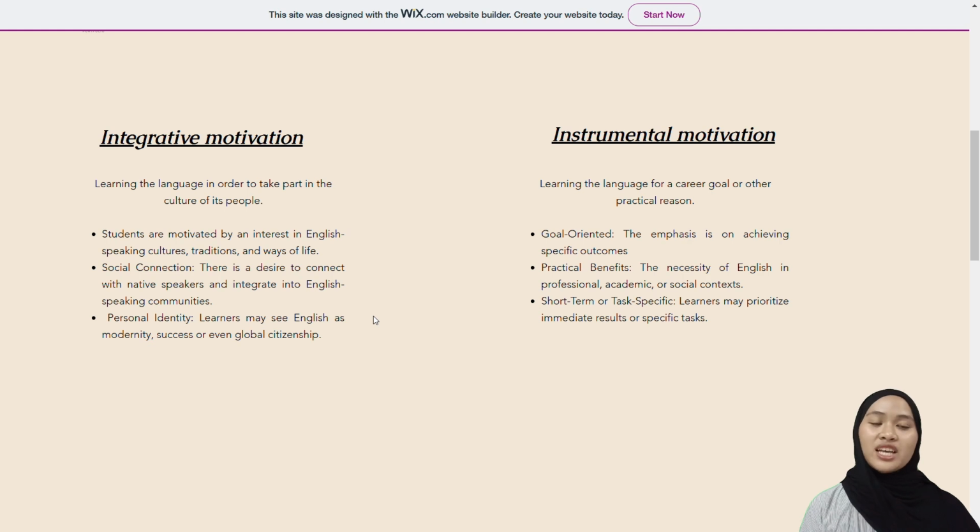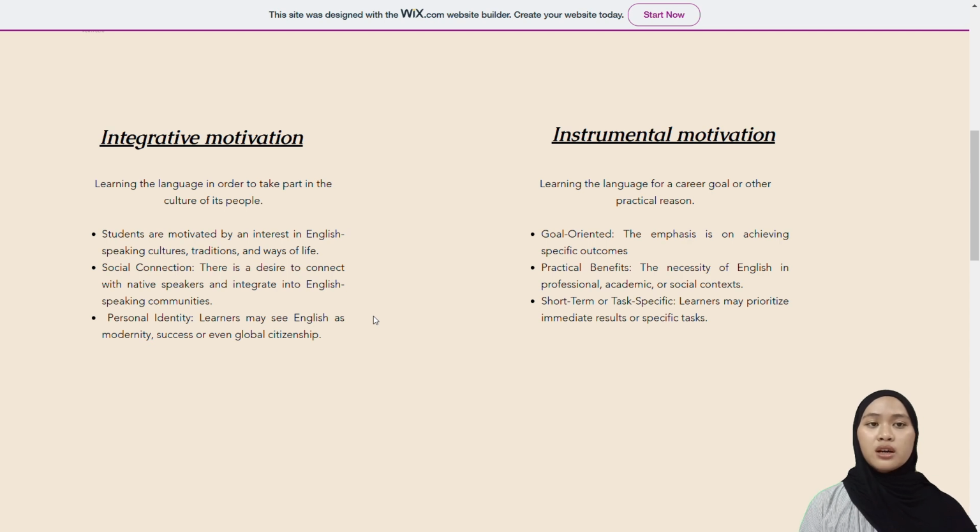So, let's see the three main aspects of integrative motivation. First, we have cultural interest, where learners are motivated by a genuine curiosity about the way English-speaking communities live. For example, the culture they usually watch in American movies. Next, we have social connection, because they desire to interact with native speakers and become part of the English-speaking communities. Maybe our students have a dream to travel to the UK. Next, we have personal identity. Many learners view English as modernity, success, or even global citizenship, especially when their household uses English as their main communication.